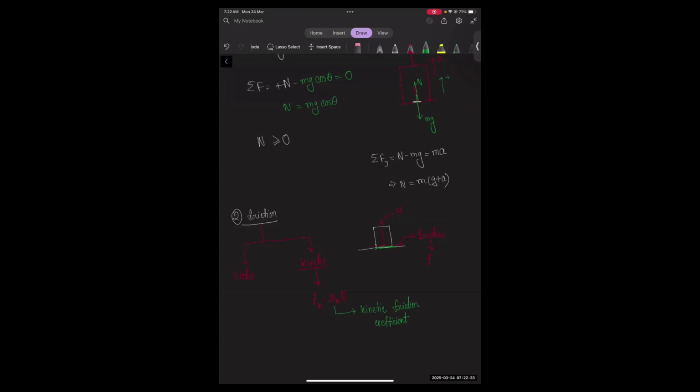This friction coefficient depends on the properties of both surfaces. If both are very rough, then their friction coefficient will be higher.